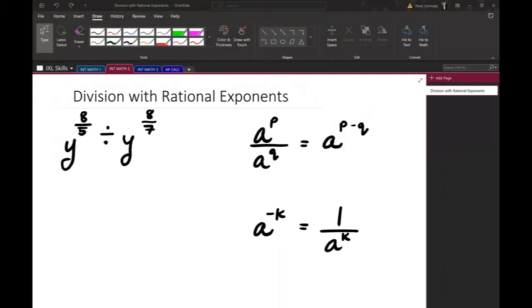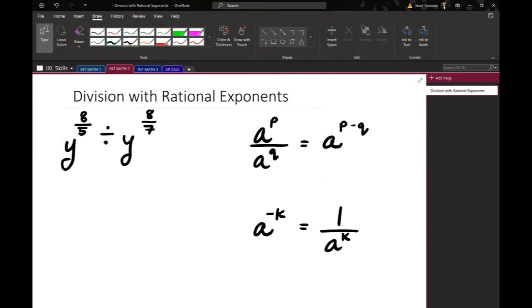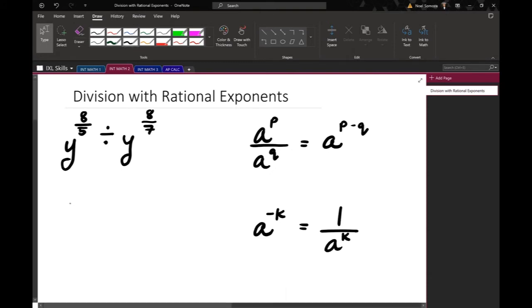Okay, so second example here, we're looking at division with rational exponents. You can see how the format is written out slightly different, but we can translate this into the same format that we saw in the first example. So we still have the same base y. Y has the power 8/5 divided by y to the 8/7.